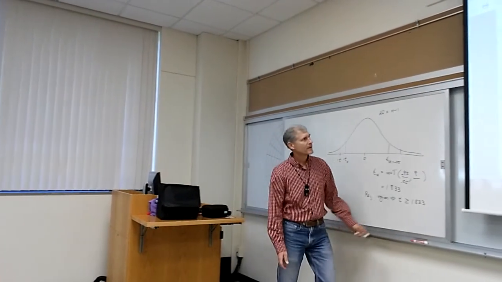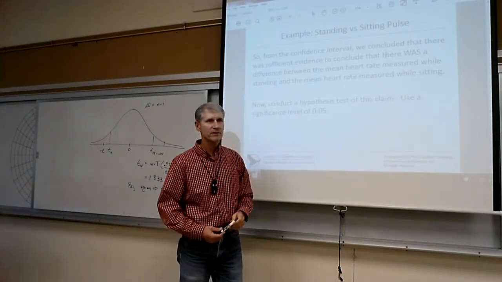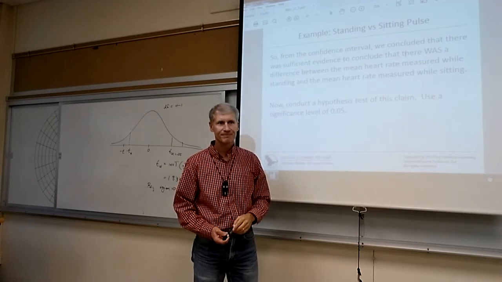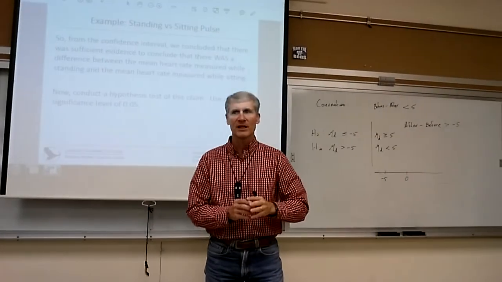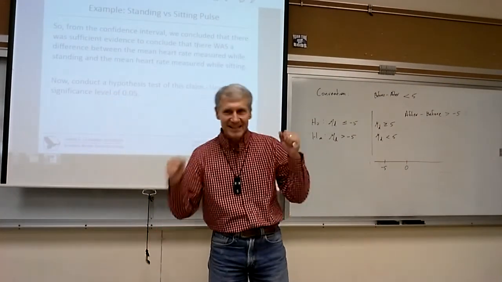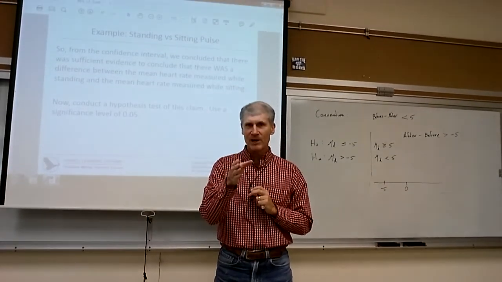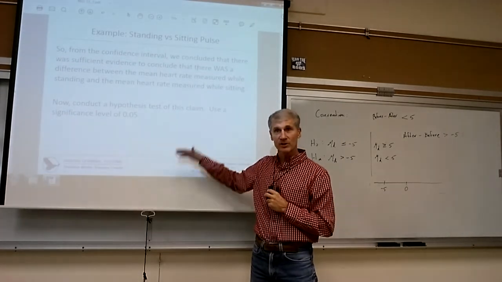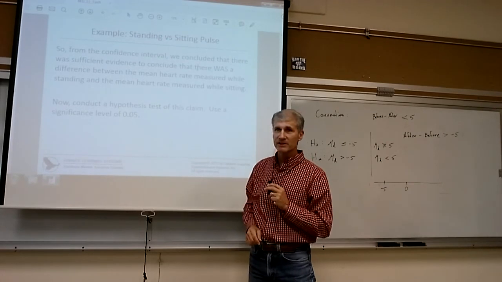So here you go. Conduct a hypothesis test of this claim. Use a significance level of 0.05. All right? So go. Do it. I want you to do it. I'm going to come around and observe it. As soon as you get done, we've got a little quiz to take. All right? Yes. All right. So I'm going to go ahead and shut the video off. If you're watching the video, the next few slides after this show how to do it. So try it on your own, and then pull up the slides and see if you did it right.